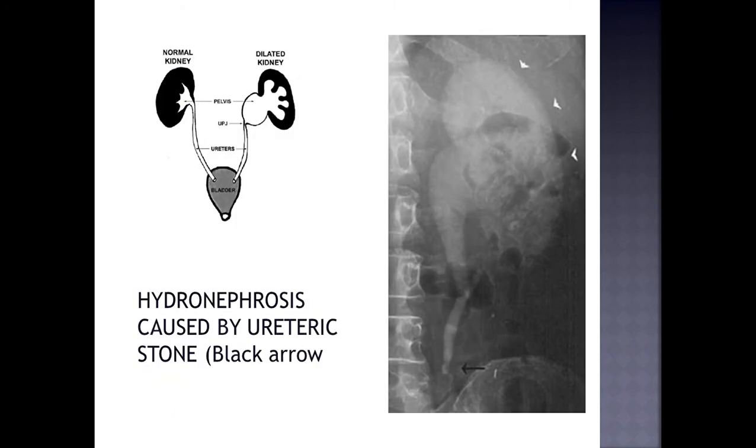This is a film of IVP where we can see a large kidney, and the contrast stays in the renal pelvis and the proximal ureter, which is abruptly stopped at one point, beyond which the contrast opacification is absent. This is possibly due to a filling defect caused by an obstructing calculus in the proximal ureter. So this is how we diagnose the condition of hydronephrosis caused by a ureteric stone from IVP.